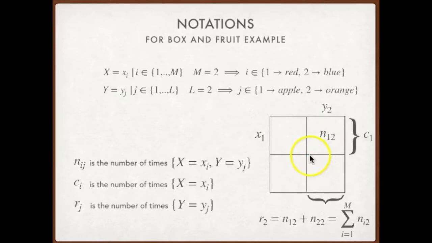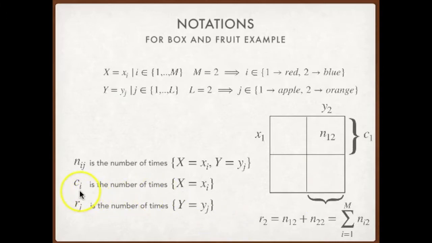Suppose you have n trials, meaning that you select a fruit at random n number of times. Then nij denotes the number of times out of n you selected the ith box and jth fruit. For example, n12 represents the number of times an orange is selected from a red box.